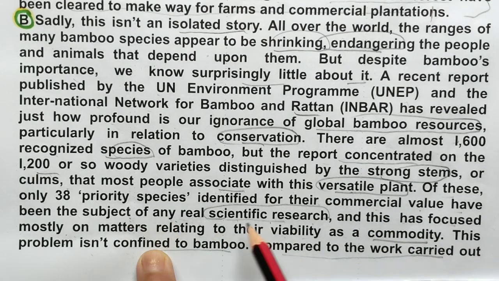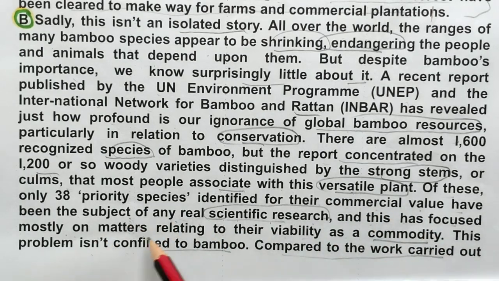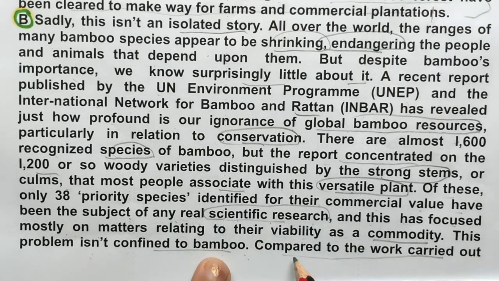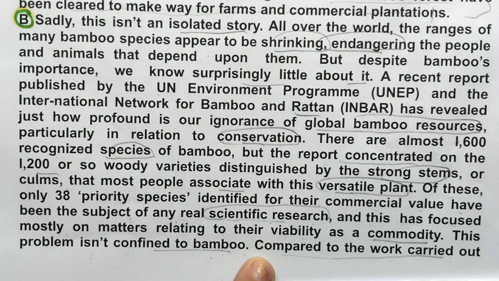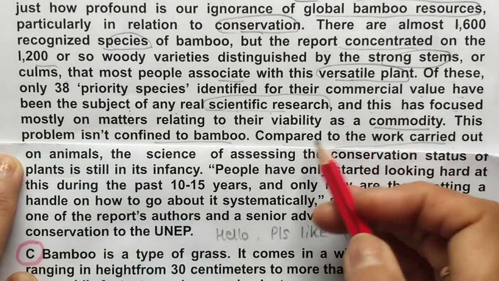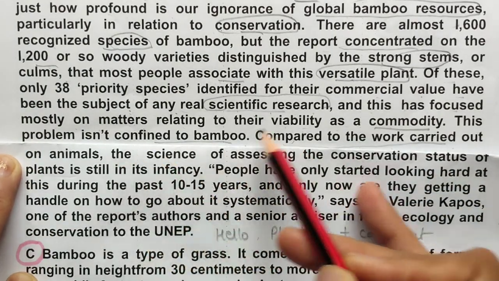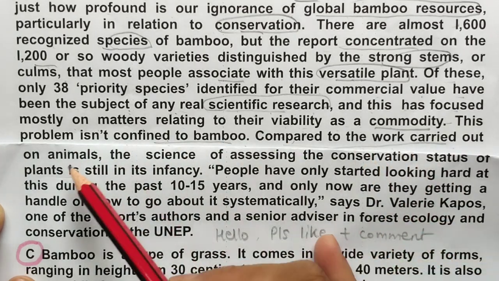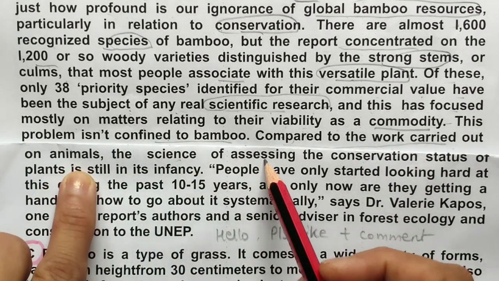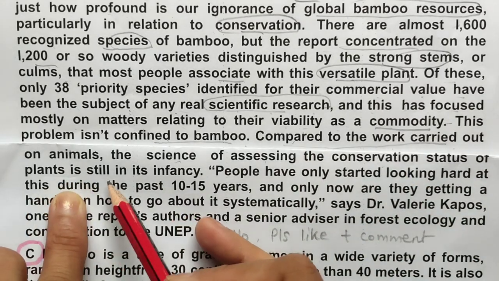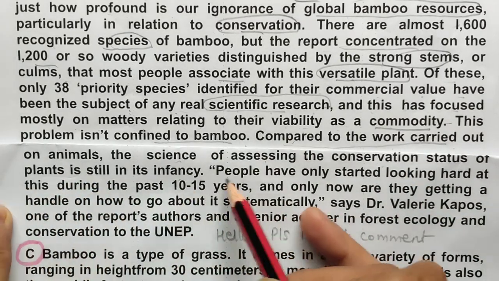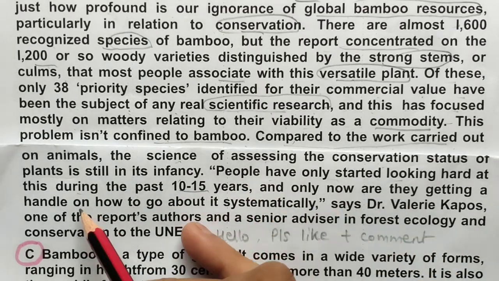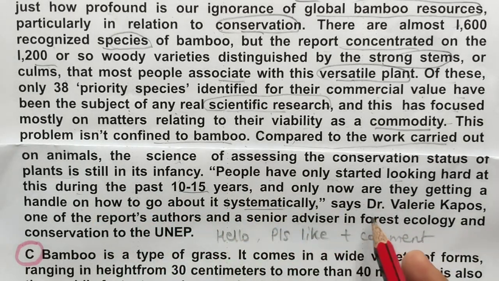So subject of any real scientific research, this has focused mostly on matters relating to their viability as a commodity. This problem isn't confined to bamboo compared to the work carried out. So here you can see some comparison is also there. So this problem isn't confined to bamboo compared to the work carried out on animals. The science of assessing the conservation status of plants is still in its infancy. People have only started looking hard during these 10-15 years. Only now they are getting a handle on how to go about it systematically.